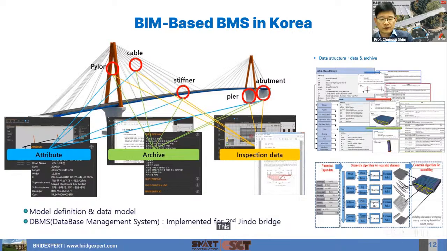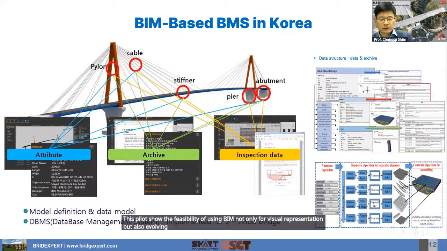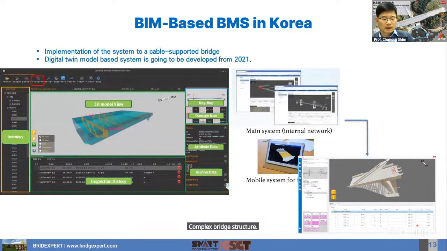This pilot showed the feasibility of using BIM not only for visual representation, but also as an evolving data repository to support long-term bridge maintenance of complex bridge structures. The main objective of this BMS is to reduce the burden of maintenance operations, particularly by minimizing reliance on fragmented documents and 2D inspection drawings. To achieve this, the system integrates existing maintenance history data into a unified BIM environment. This serves as a foundation, allowing additional data such as inspection records and damage and repair logs to be continuously updated in a structured and traceable manner.